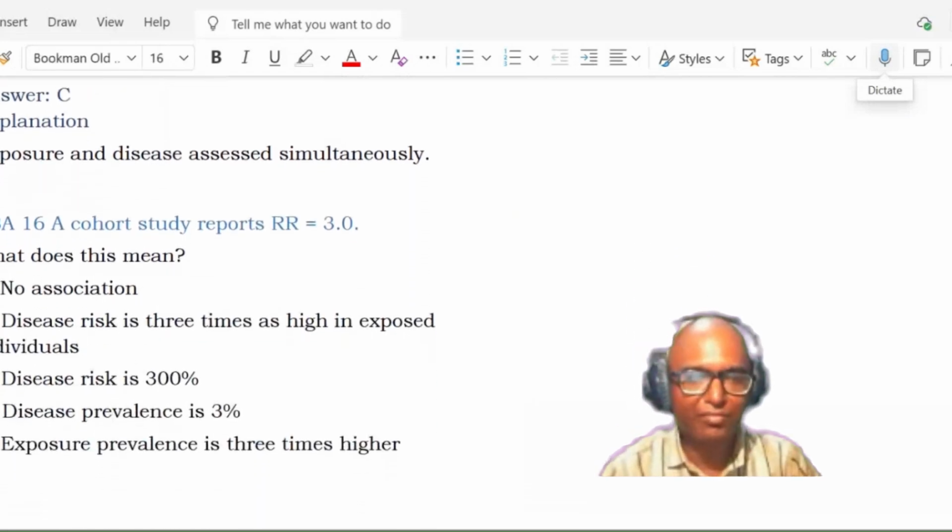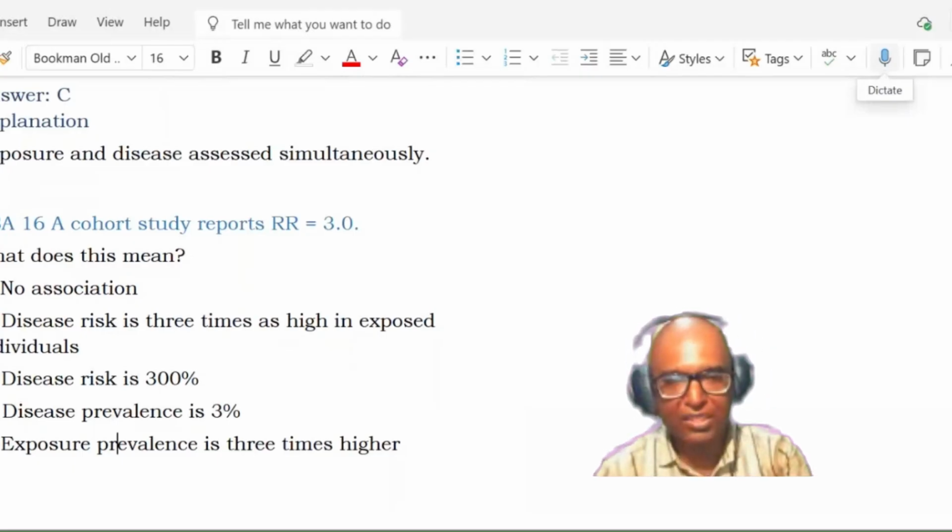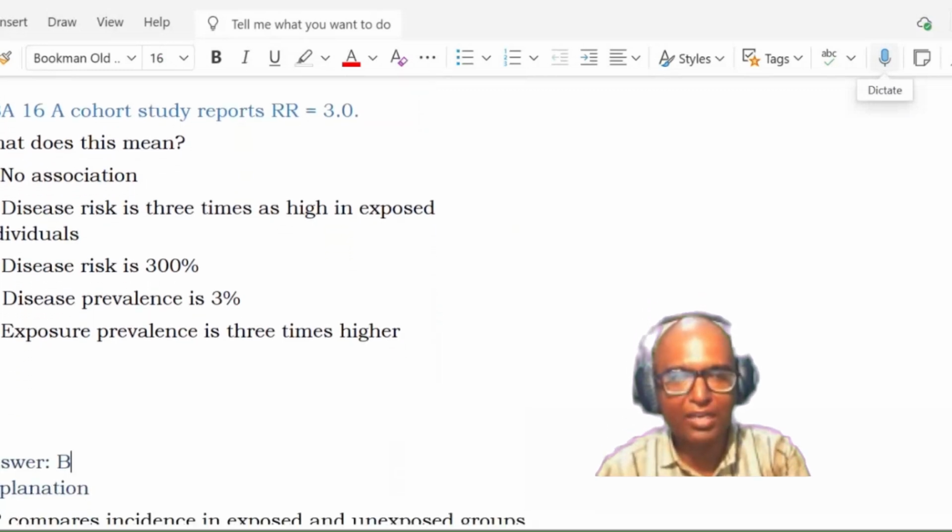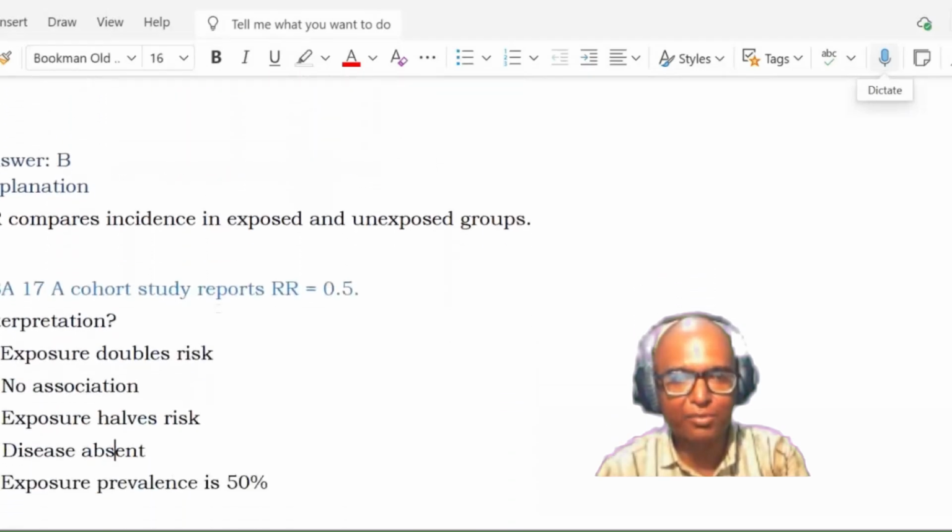Next. A cohort study reports RR is equal to 3. What does this mean? A. No association. B. Risk is 3 times as high in exposed individuals. C. Disease risk is 300%. D. Disease prevalence is 3%. And E. Exposure prevalence is 3 times higher. Sir, B. Disease risk is 3 times as high in the exposed individuals. RR compares incidence in the exposed and unexposed.